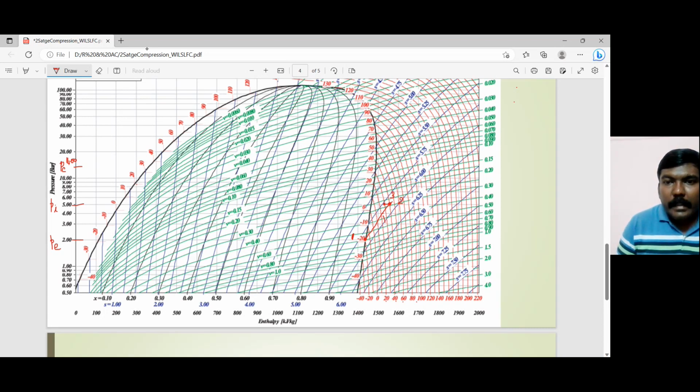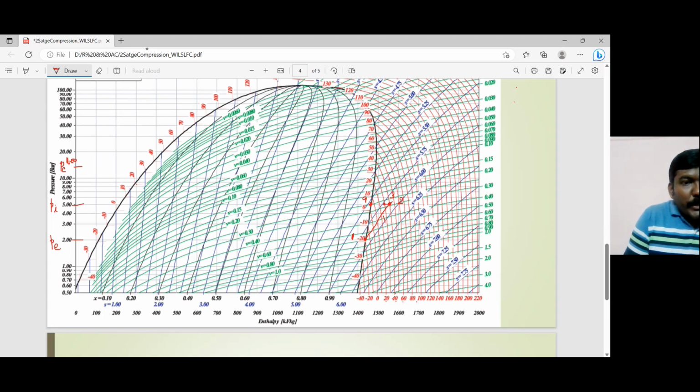And then I'm going to have point number 9. Point number 9 is on the 5 bar line, so that is on the dry saturated vapor line. So this is my point number 9. So I have to fix point number 4 between 9 and 3. To find that out, I have to find out the other values first. So what are the other values that I can find out?